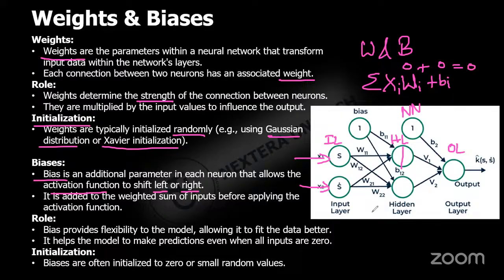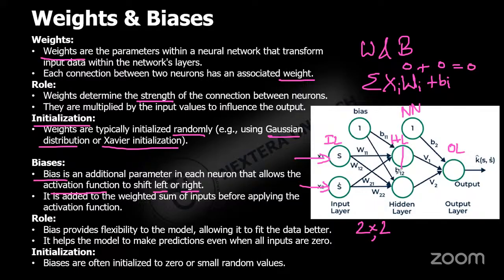These are some of the questions that will be asked in interviews. Between the input layer and hidden layer, tell me the dimensions of the weight matrix. In short, you can remember it this way: how many nodes do you see in the previous layer? 2. And how many neurons in the next layer? 2. So obviously you'll find 4 weights getting initialized.